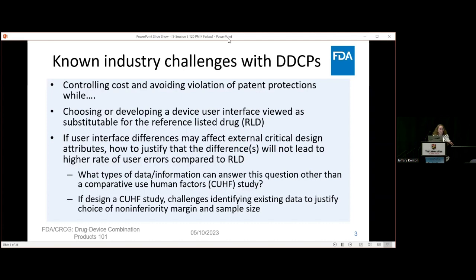And how can you do that? What kinds of data and information are acceptable? Because we always talk about other types of information other than comparative use human factors studies, but when is it really possible to use other types of data, and what kinds of research can help make conducting and designing comparative use human factors studies easier?